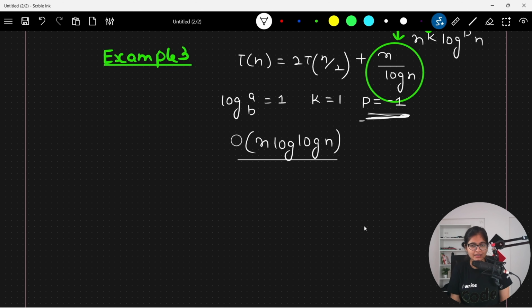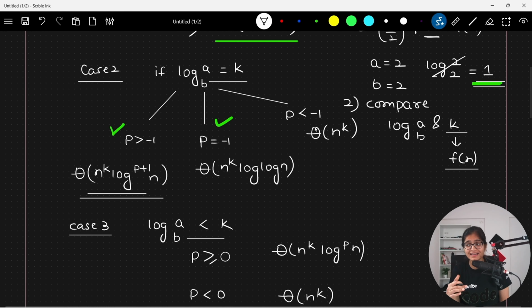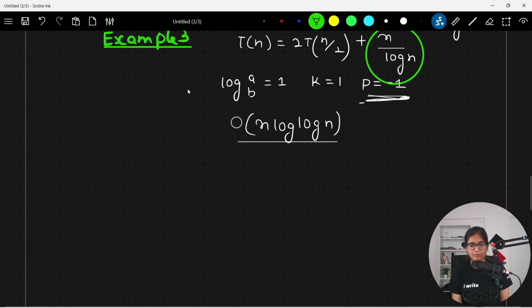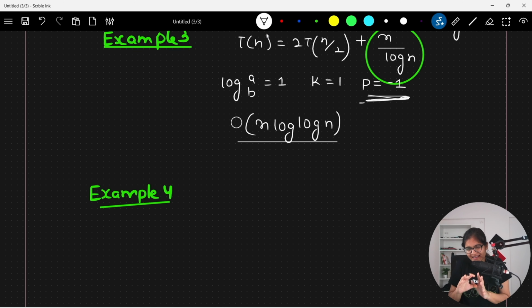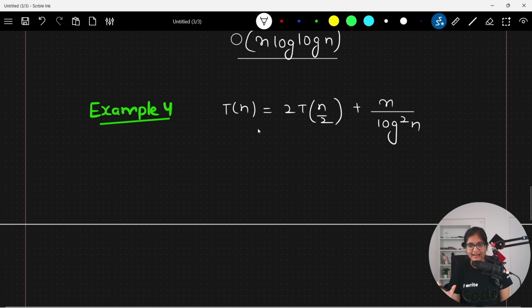One another example will illustrate the other case as well, which is when the value of p is less than -1. This is the case which I want to discuss now. Let's take example number 4. I hope with this, case number 2 will be pretty much clear to everyone. Suppose it is T of n equals 2T of n by 2 plus n divided by log squared n. Suppose this is the case that we have.